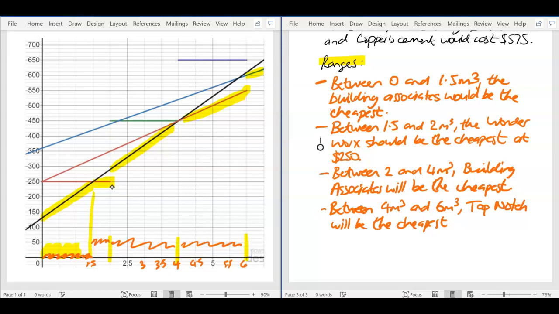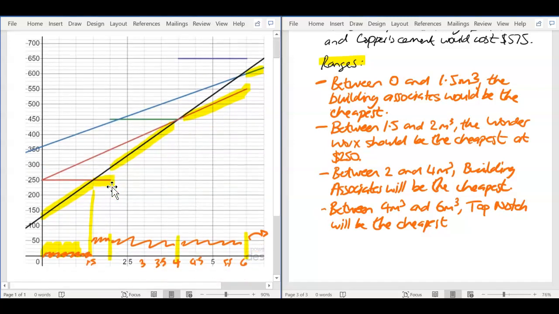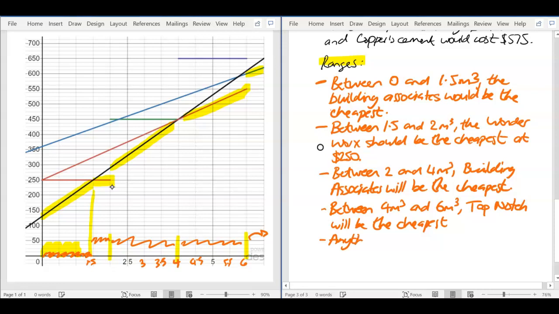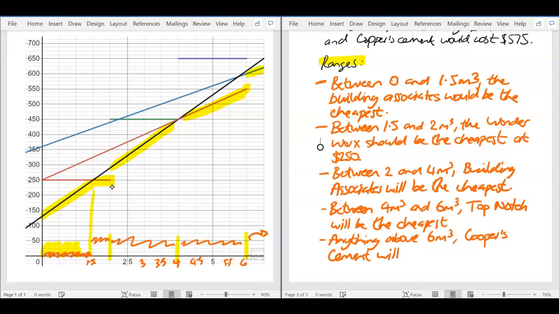And it looks like anything after 6 is going to be the blue line, and that's that Cooper cement as well. So anything above 6 meters cubed, Cooper's cement will be the cheapest.